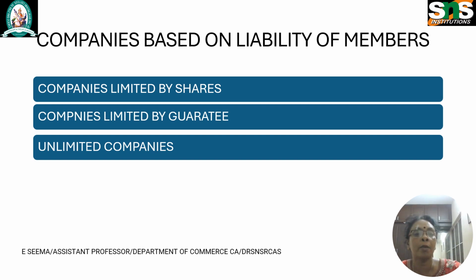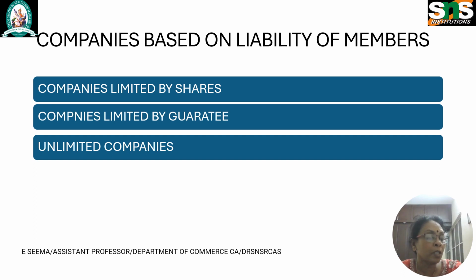Next one is company limited by guarantee. That is, as per Section 2, subsection 21, a company limited by guarantee means a company having the liability of its members limited by the memorandum to such amount as the members may respectively undertake to contribute to the assets of the company in the event of winding up.